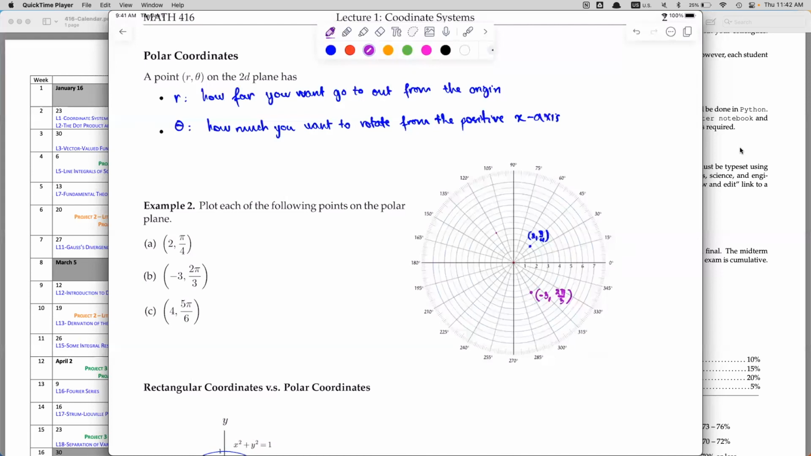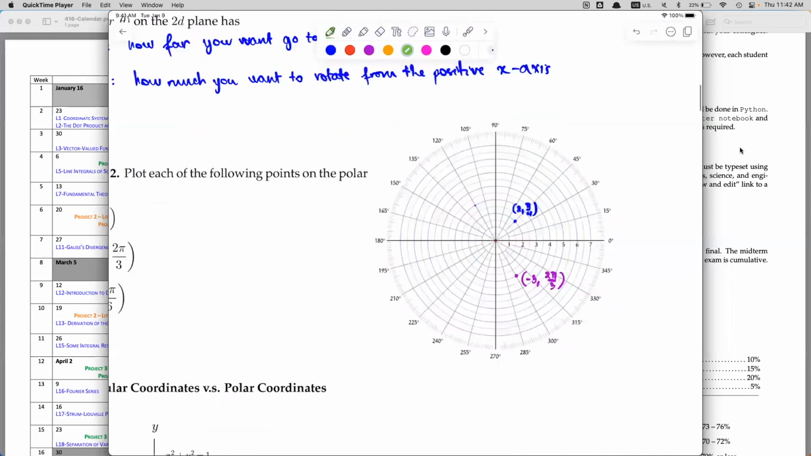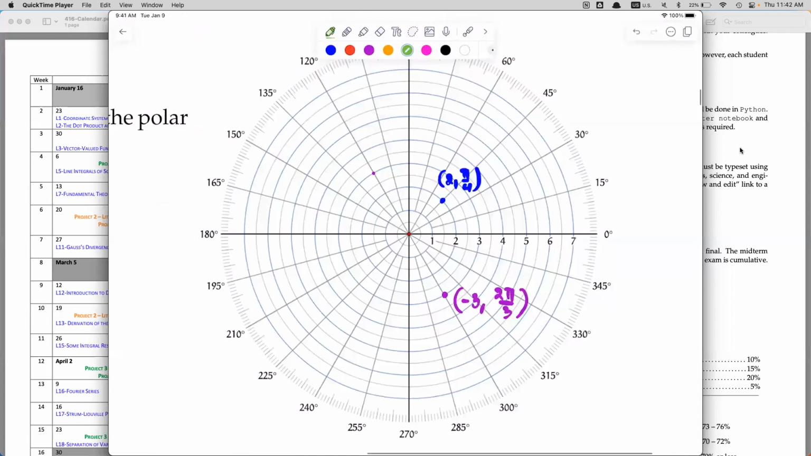And the last point is r equals 4 and theta equals 5 pi over 6. What is 5 pi over 6 equal to? 150 degrees. So let me zoom in here. For 150, this is the point.